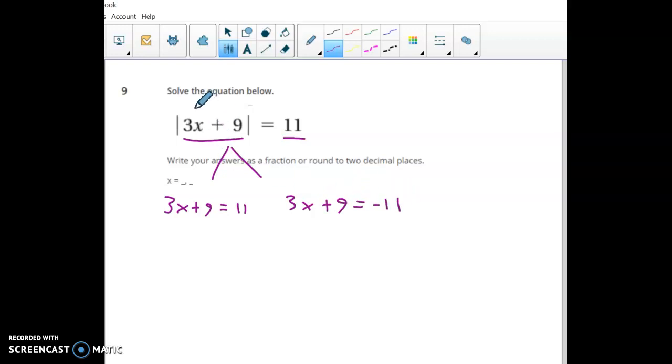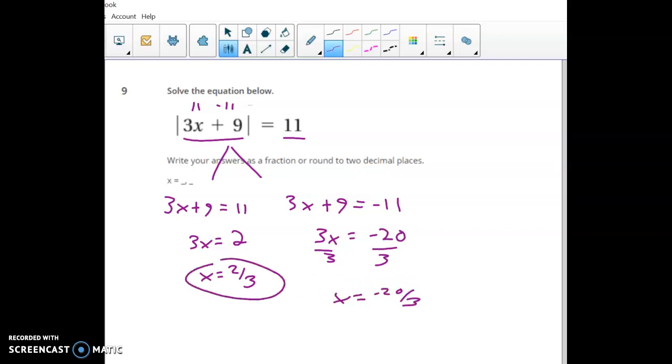And that comes from the fact that you can have either 11 or negative 11 inside of that fence post, and then it would be a true equation. Right, and then from there, it's just minus 9, like we talked about in the other video. Both sides divide by 3, so you get 2/3. And then same thing here, minus 9 to give minus 20, and divide by 3. So x would be negative 20 thirds.